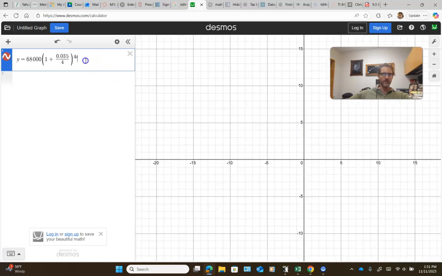Well, what I want to do is restrict my y-axis. I only want to see part of the y-axis. Y, let's say greater than or equal to, let's say 68,000. Okay.